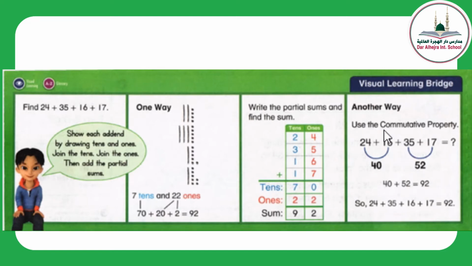But there is another important thing to see here. If we look at this equation very carefully, it's 24 plus 35 plus 16 plus 17. But here we don't see 35 after 24. It's moved to this side. Instead, they have brought 16 here. And why did it happen like that? To understand this, we need to understand the commutative property of addition. Let's see what the commutative property of addition is.